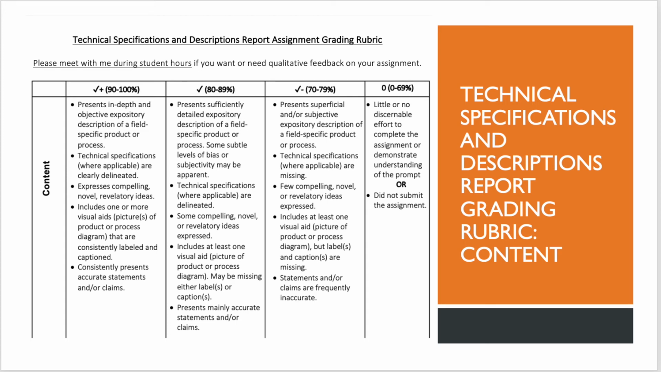We'll begin by focusing on the content criteria for the Technical Specifications and Descriptions Report grading rubric. The descriptions in your report should be objective. In other words, observations based on visual, auditory, tactile or touch, olfactory or smell, and relevant sensory data instead of emotionally driven details. You should fully support your main descriptive points with concrete, research-based, and accurate information.